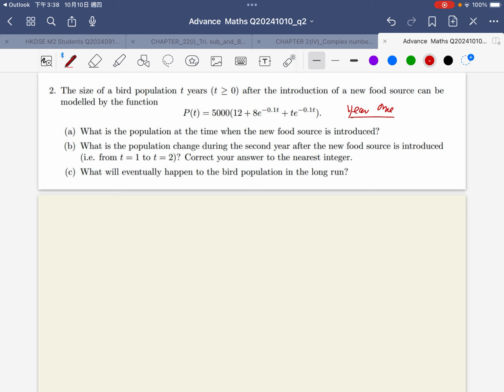Okay, the size of the bird population T years after the introduction of new food sources can be modeled by the function. You can see this is very similar to the DSE M1 question. By this function, P(t) equals this function. What is the population at the time when the new food sources are introduced? It means t equals 0.